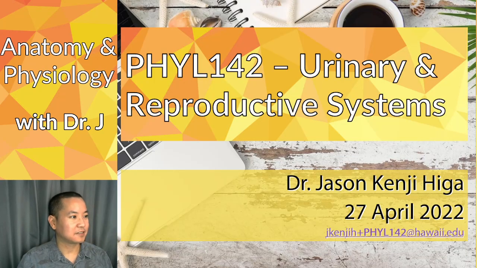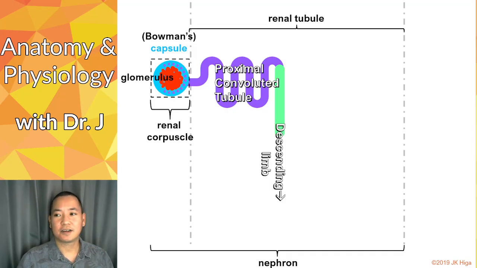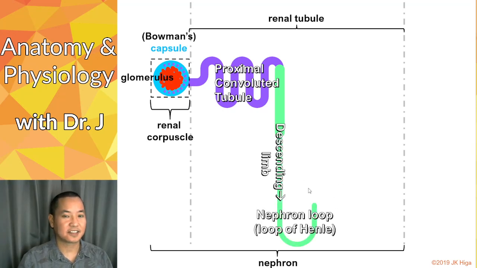Alright, so let's talk about the urinary system. We left off on the proximal convoluted tubule. Now let's talk about the nephron loop. There's something called a descending limb. This goes deeper into the medulla, and then it makes a U-turn and goes from descending to ascending.